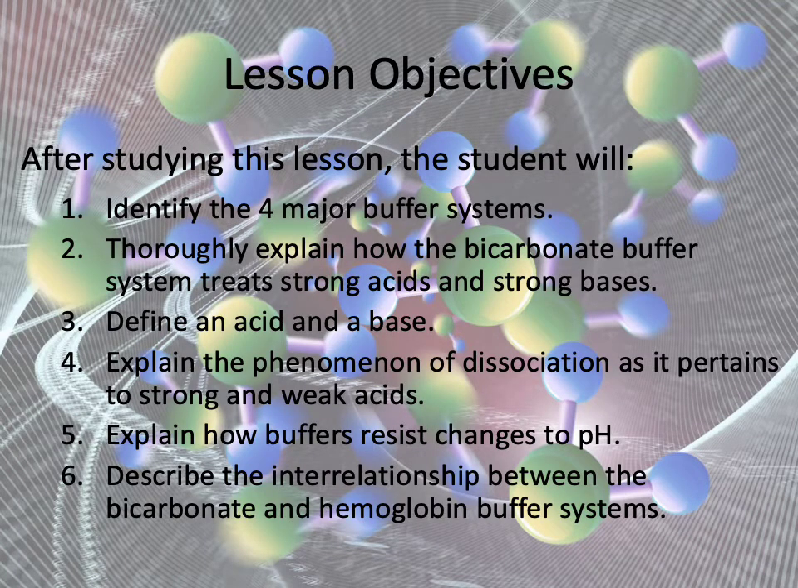So, lesson objectives. Number one, identify the four major buffer systems. We'll be going through those individually and spending some more time on some, less time on others. Thoroughly explain how the bicarbonate buffer system treats strong acids and strong bases. Define an acid and a base, at least as it pertains to our purposes in clinical chemistry. Explain the phenomenon of dissociation as it pertains to strong acids and weak acids. Explain how buffers resist changes to pH. Describe the interrelationship between the bicarbonate and hemoglobin buffer systems.